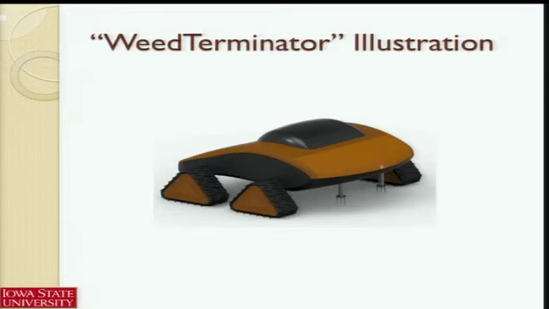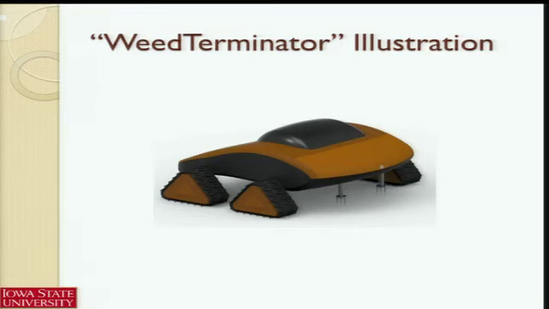Each pivoting arm is independently controlled. We already have a patent disclosed. So you can accelerate, decelerate, and move them independently. And that's our illustration of a small buggy type of wheeler with two spinning tines.